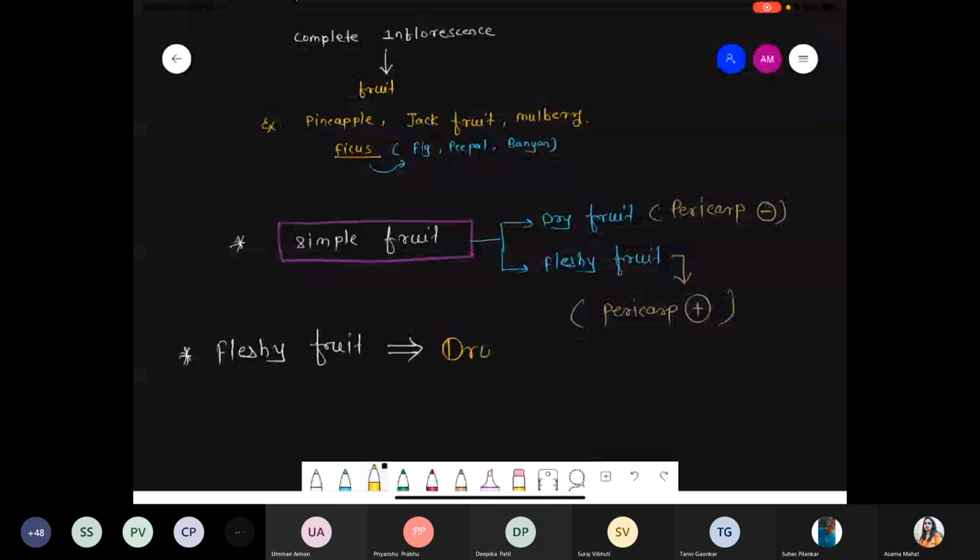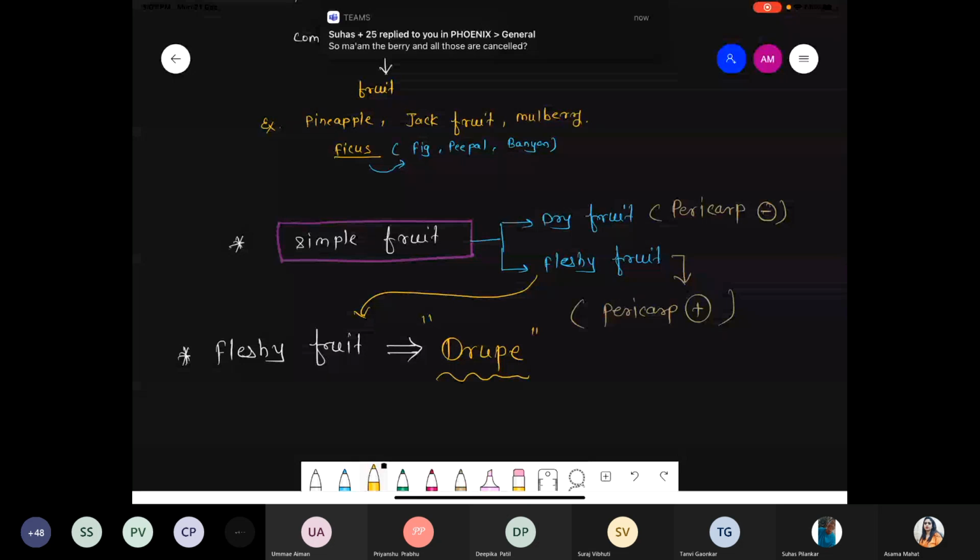What is the meaning of the drupe? Because in NCERT the example is given. Simple fruit has exactly two types, dry fruit and fleshy fruit, on the basis of whether the fruit wall is present or absent. Okay? We are not looking at dry fruit because its part is excluded. We will only focus on the fleshy fruit, and inside the fleshy fruit we are taking one type. Yes, it's cancelled. I'll give you some examples of the berry, just Suhas. Berry part is also excluded.